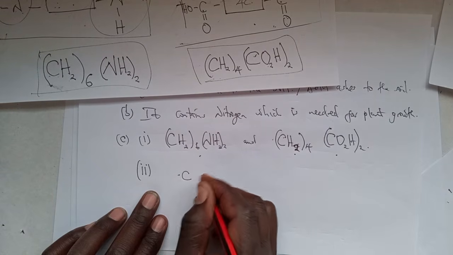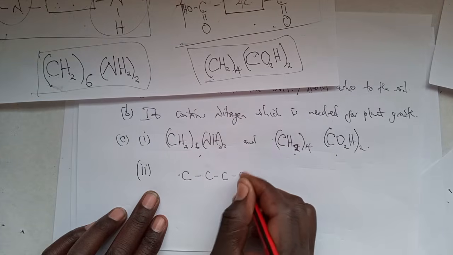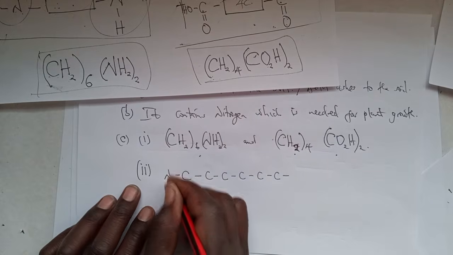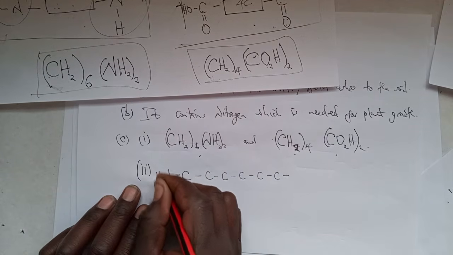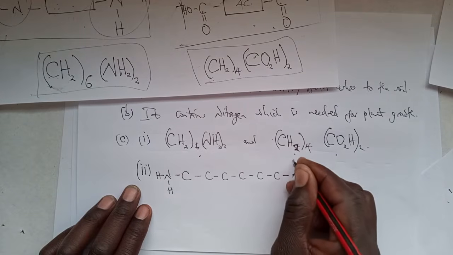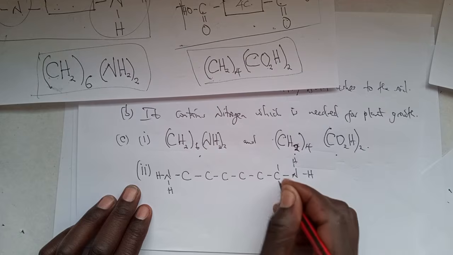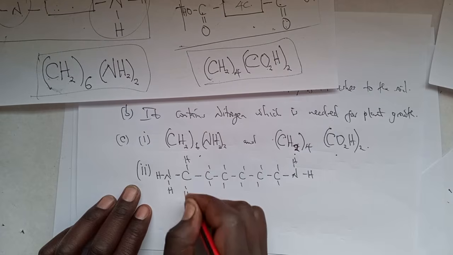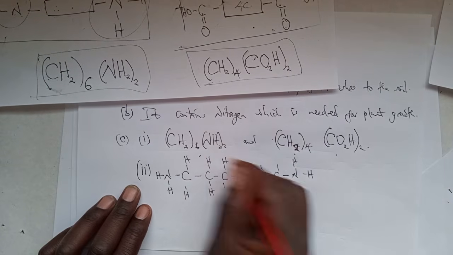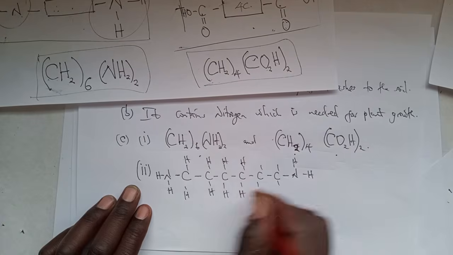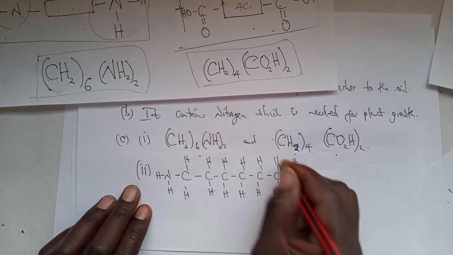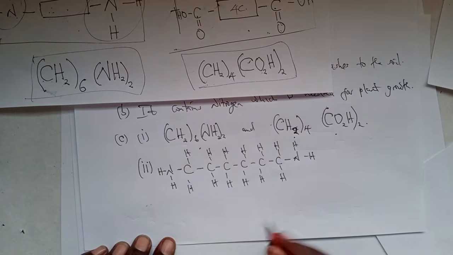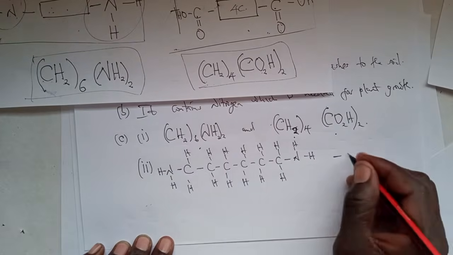So you have 1, 2, 3, 4, 5, 6 carbon atoms. Then you have an amine group here, even this side. Then you have the hydrogen atoms now being shown here, bonded to the 6 carbon atoms. So this is how ECZ would want it. Please don't play games with ECZ. You show them what they want, not what you want. This is diamine.